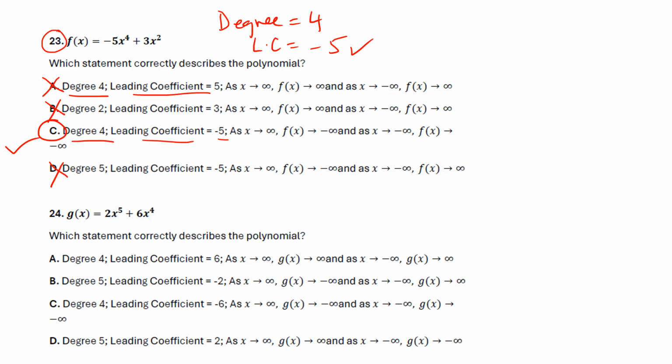This is how you get your answer, and the end behavior is also mentioned. Let's come to question 24. Here we have already found the degree as the maximum power 5 and the leading coefficient as 2. So which one will be the answer? Degree 4 not possible, degree 4 not possible. Now for degree 5, the leading coefficient here is negative, again not possible, so D is the answer. This is how in MCQ you will make the correct choice.